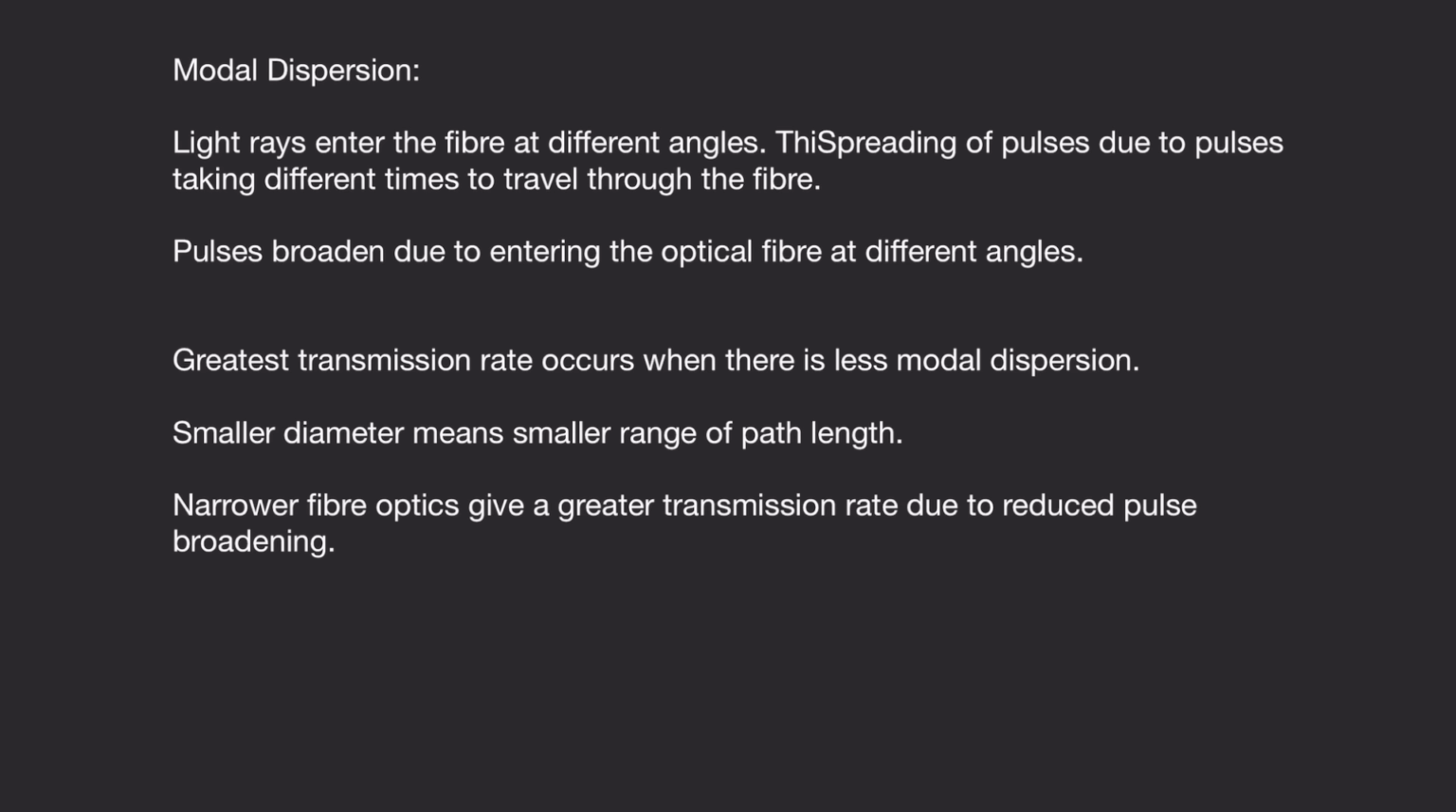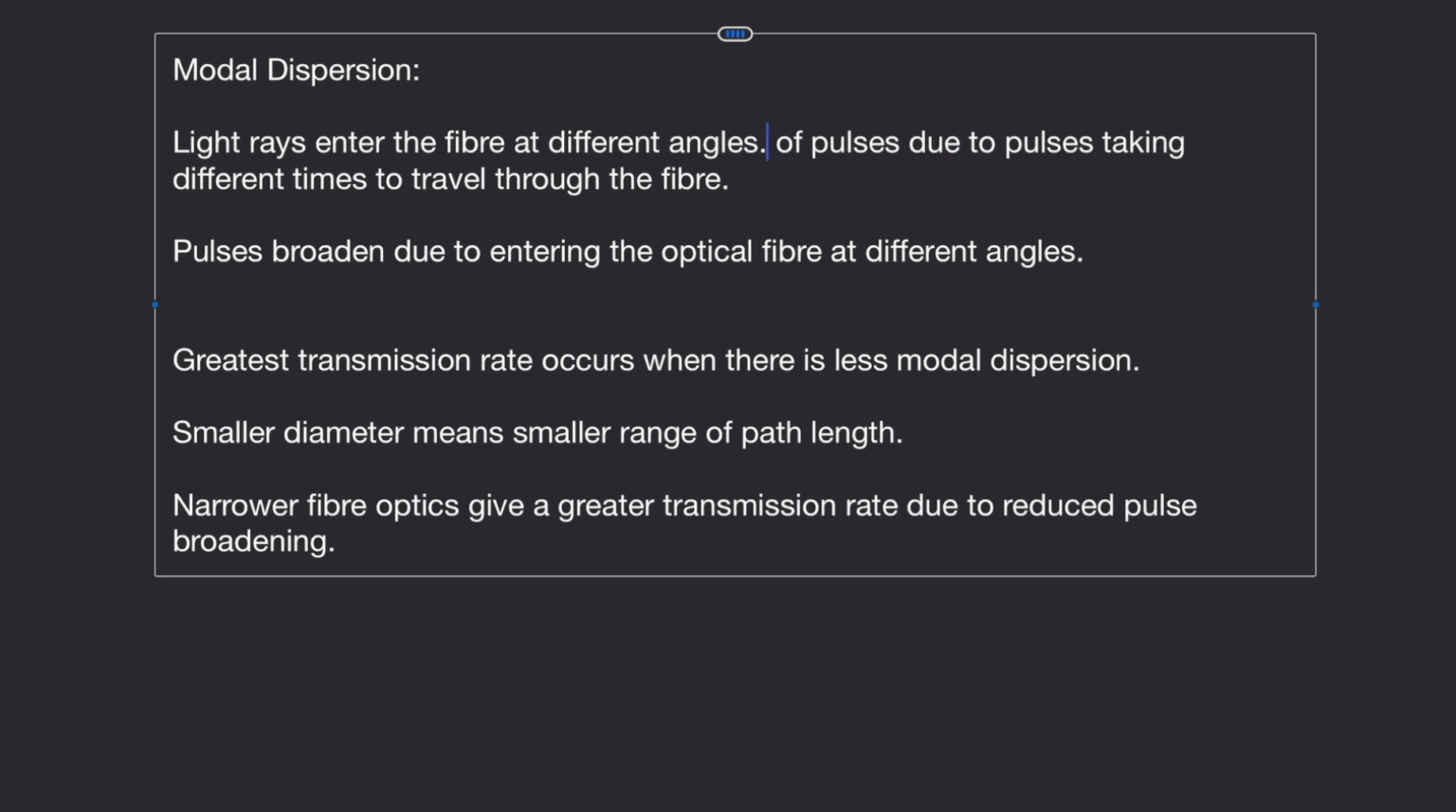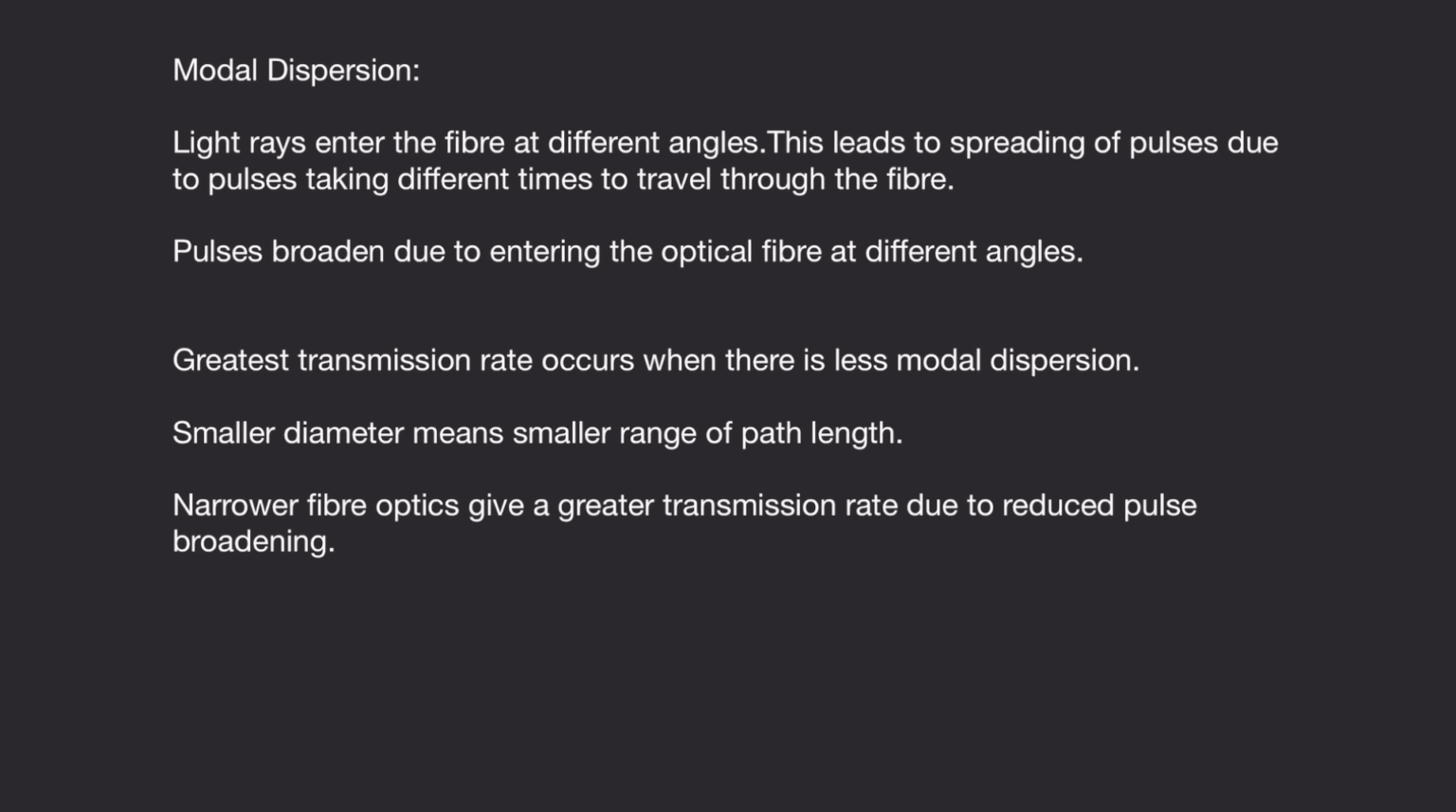This is really caused by the light rays entering the fiber at different angles. So this leads to spreading of the pulses due to the pulses themselves taking different times to travel through the fiber. A different way of saying the same thing is that the pulses actually broaden due to entering the optical fiber at a different angle. The greatest transmission rate occurs when there is less modal dispersion. One way of achieving that is the smaller diameter, which means a smaller range of paths, which means less broadening.